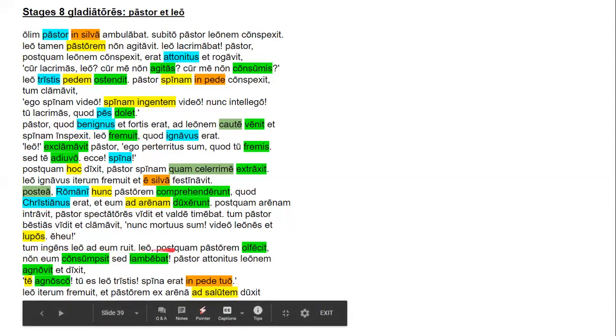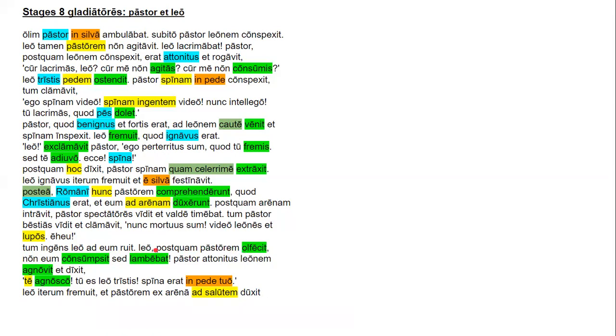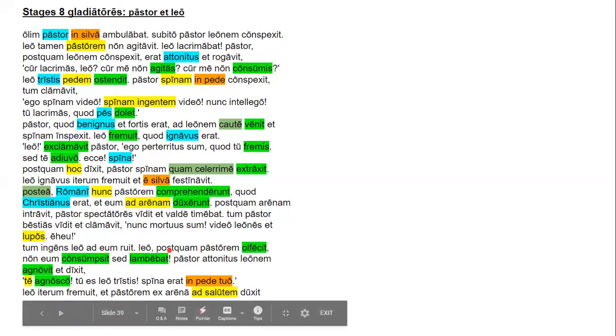Next sentence. Leo postquam pastorem olfecit non eum consumpsit, sed lambebat. So the lion, nominative subject, Leo, third declension, and then set apart, we've got a temporal adverbial clause introduced and subordinated by postquam. This adverb meaning after. Pastorem, accusative direct object. Olfecit is our perfect tense verb in this subordinated clause. Smelled.